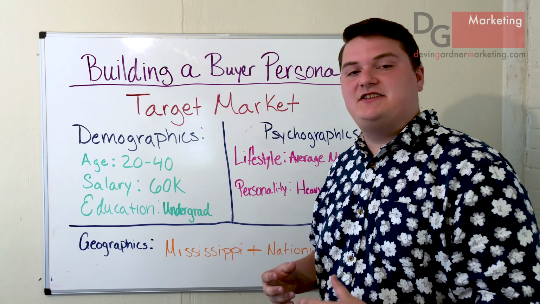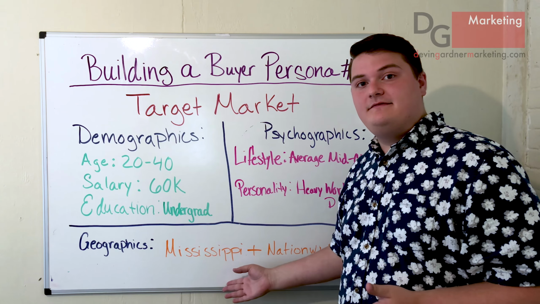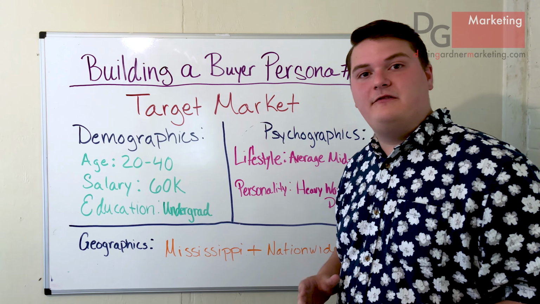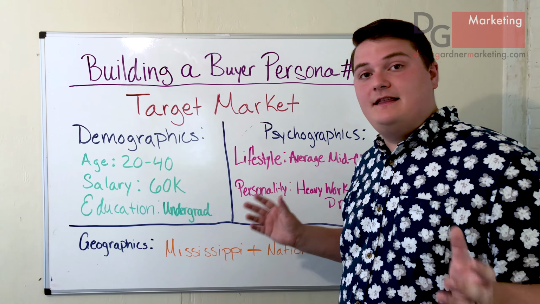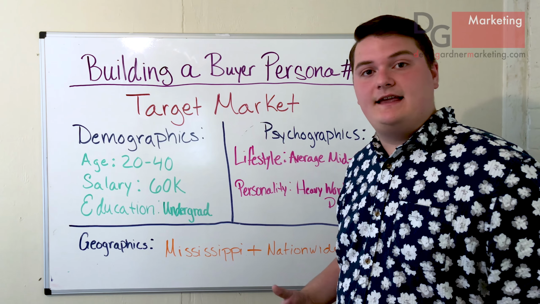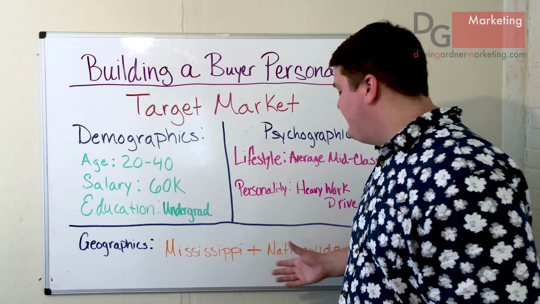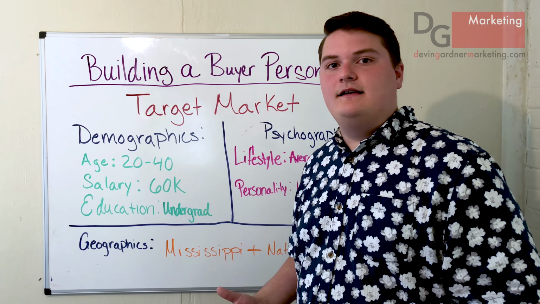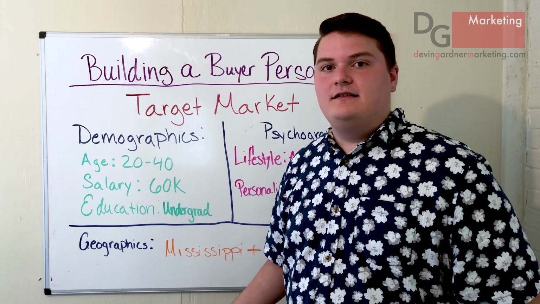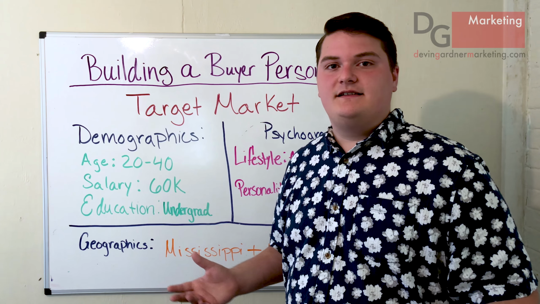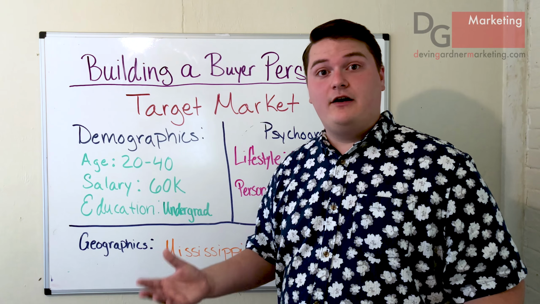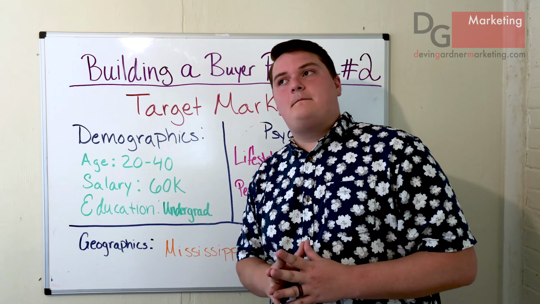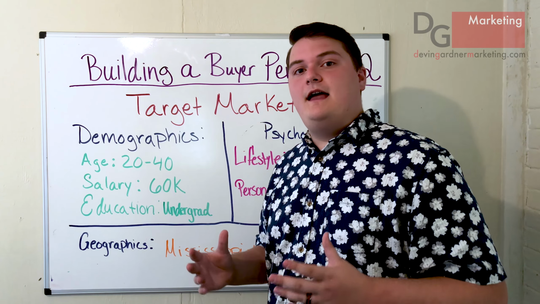Now the geographics I have written down too. I have Mississippi because that's the state that I reside in. That's the people in my area around me. I want to get them as clients because they're here and I can easily access them. But then I also have nationwide because I educate people and I put these videos online. So anyone in the nation, anyone in the world can see these videos. That's why the geographics part of my target market is people who just live anywhere. Now, that's a good starting point, and we needed to get that.